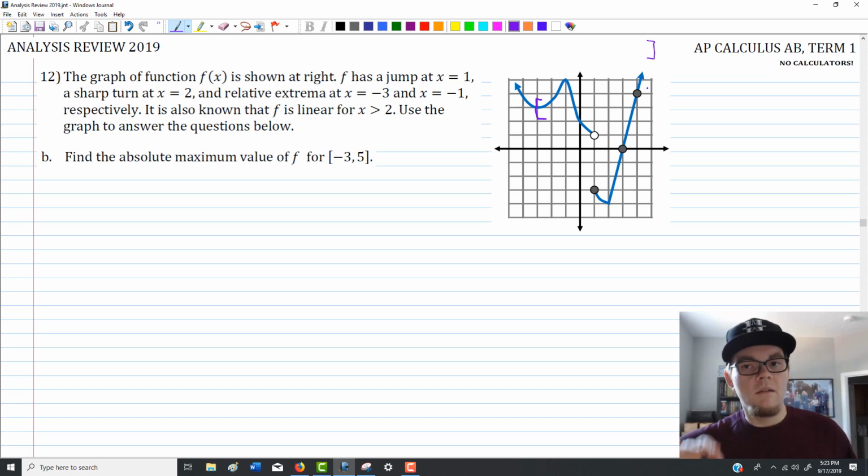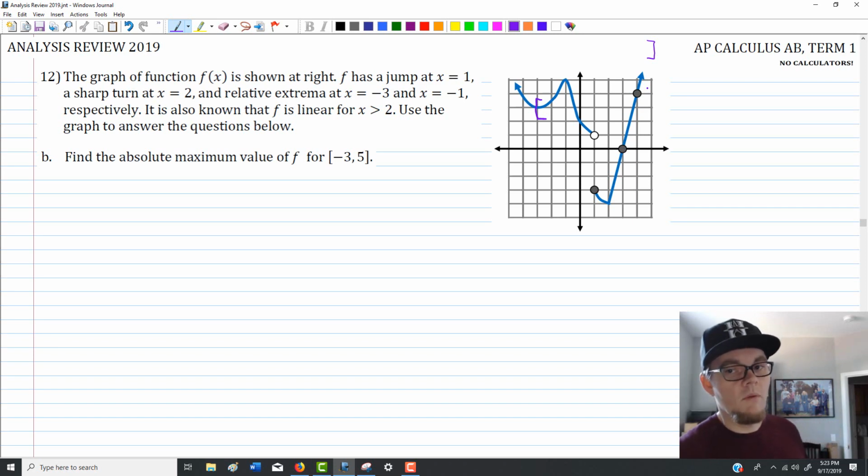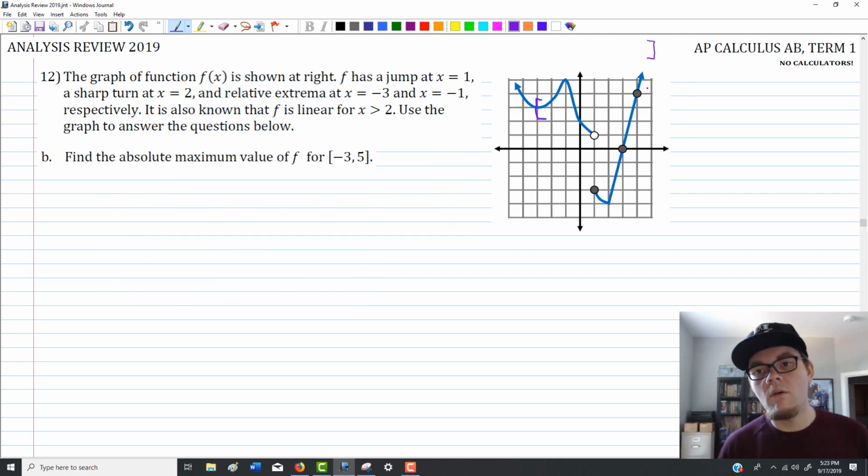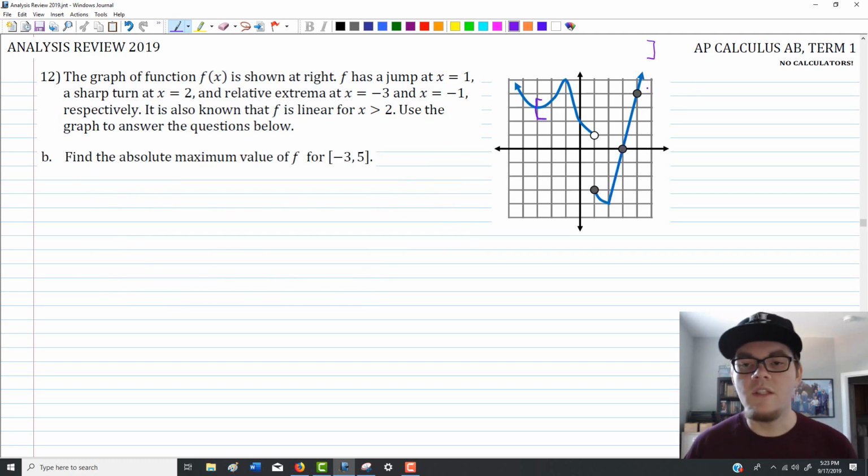Now, with that in mind, just know that even though we aren't guaranteed one by the extreme value theorem, of course there can be one. We talked about how even on the previous page, there was one. In this case, though, what we have to do is actually proceed through and see if we can find the highest or lowest points.